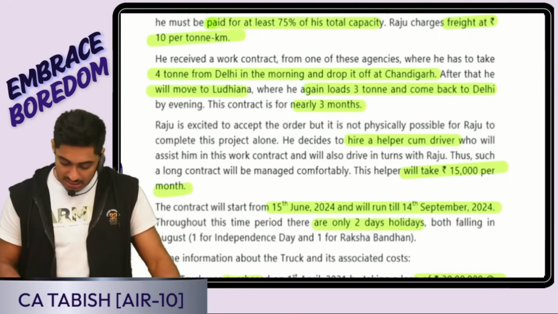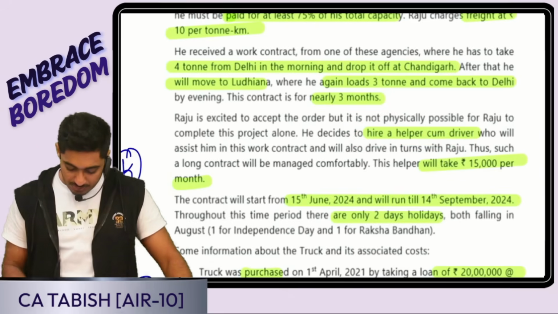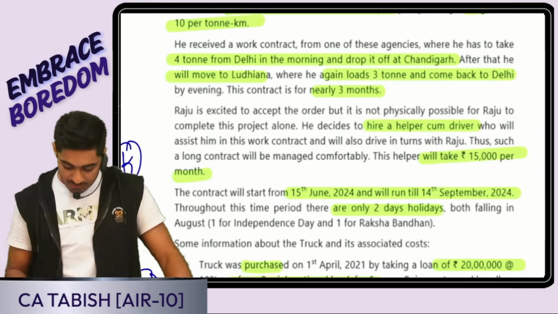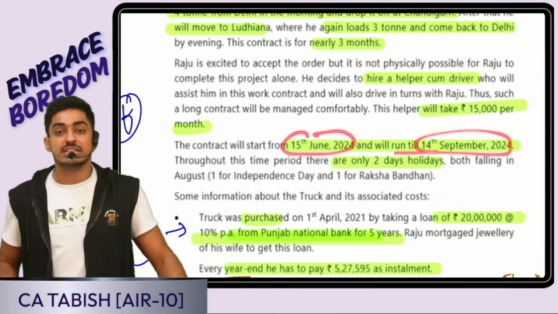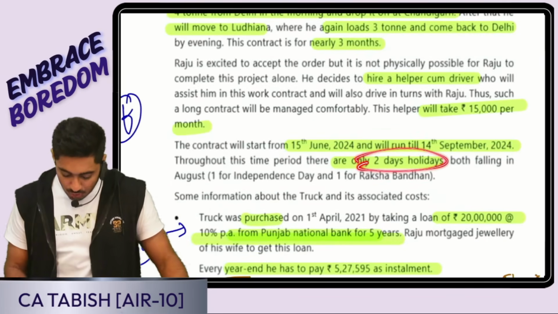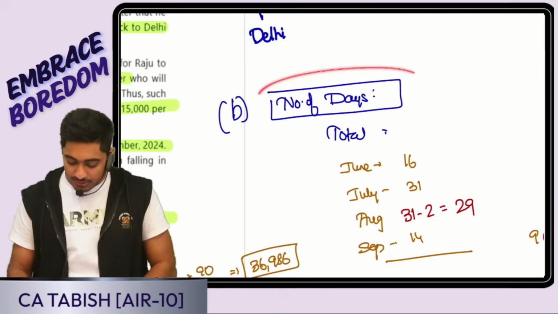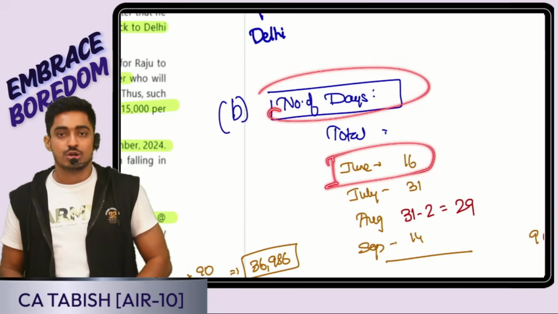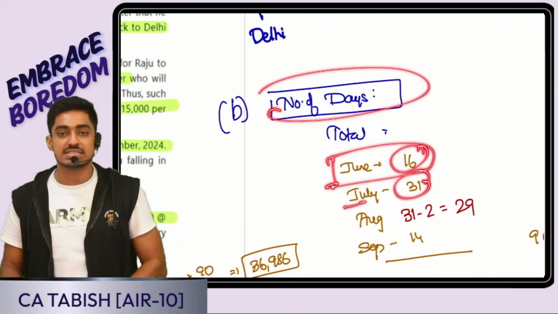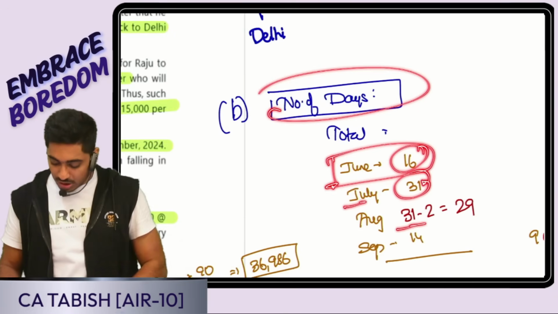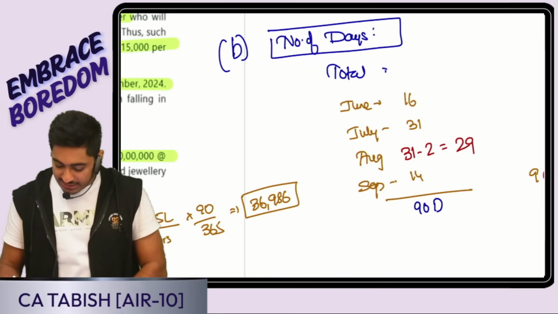He has also hired a helper cum driver for whom he is paying 15,000 per month. This contract will be there for 3 months. It will start from 15th June and end on 14th September. In between, there will be 2 holidays in the month of August. That means I can calculate my effective days. In the month of June, from 15th June to 30th June, 16 days are there. July, 31 days. August, 31 days, but 2 holidays, that means 29. September, 14 days. So altogether we'll be having 90 days.